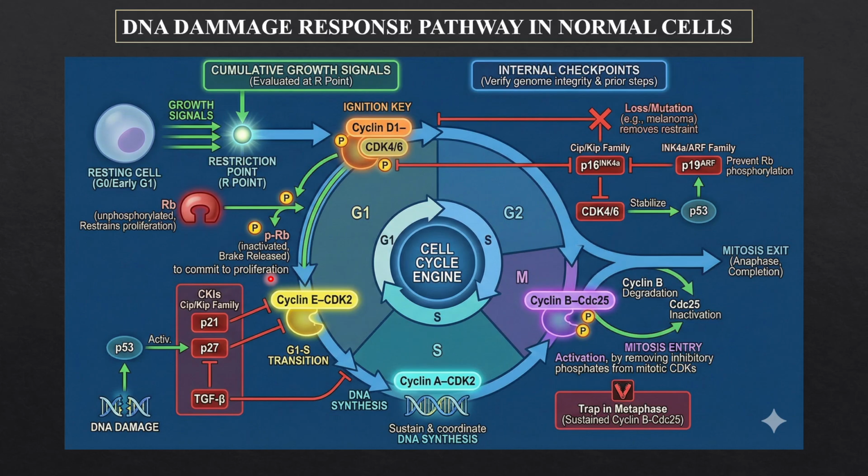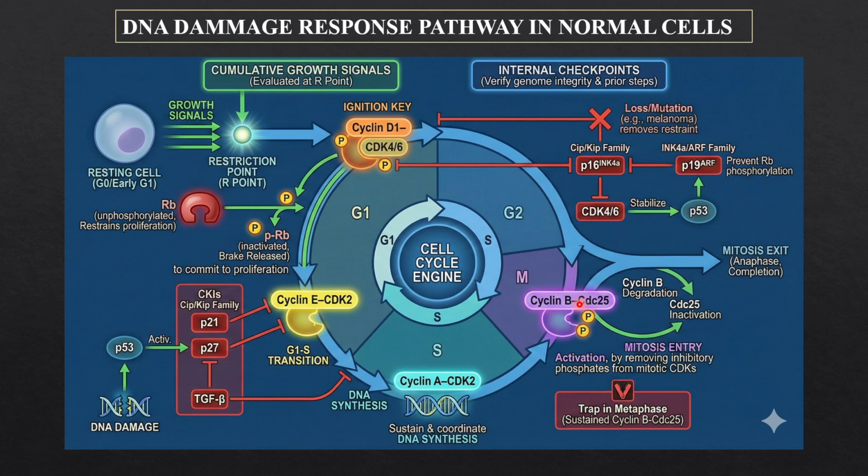to proliferation. Following this, the cells progress through G1 with the help of the cyclin E and CDK2 complex, which drives the transition from G1 to S phase. During the S phase, the cyclin A and CDK complex ensures proper DNA synthesis and coordination of the replication. As the cell approaches mitosis, the cyclin B, CDC25 and CDK1 complex become active, triggering the entry into mitosis by removing the inhibitory phosphates from the mitotic CDKs.